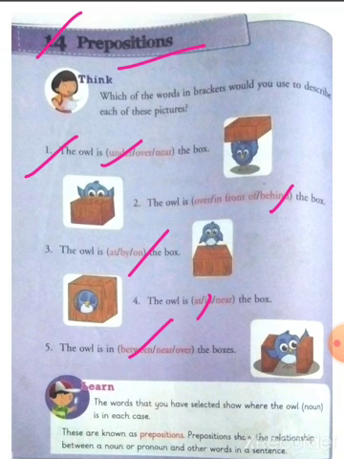So students, the words that you have selected show where the owl, which is a noun, is in each case. So these are known as prepositions. Prepositions show the relationship between a noun or pronoun and other words in a sentence.